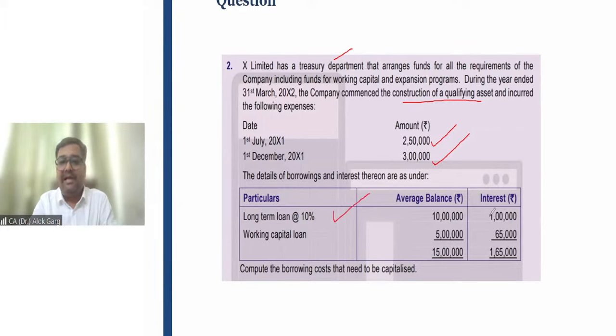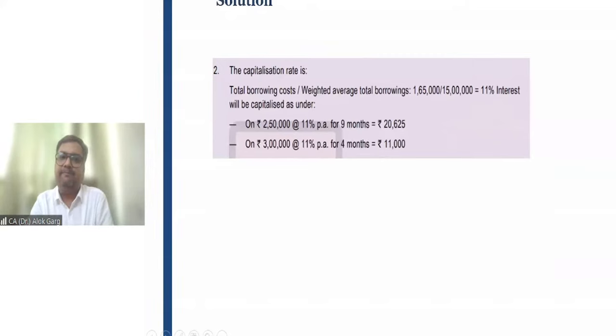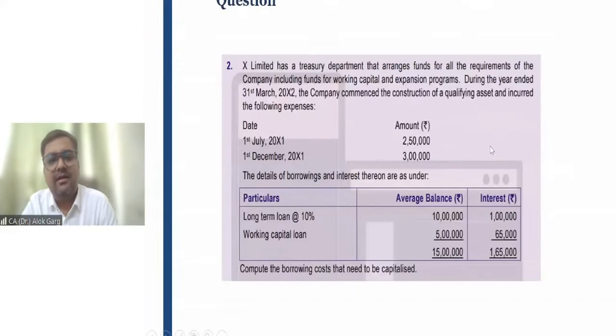Long-term loan at the rate of 10%, the average balance is 10 lakh rupees and the interest is 1 lakh rupees. The working capital loan is 5 lakh rupees and the interest is 65,000. The total loan is 15 lakh rupees and the interest is 1,65,000 rupees. Compute the borrowing cost which is going to be capitalized. Friends, is it a question of specific borrowing or a question of general pool? What does it mean? The company has taken two loans, long-term loan and working capital loan, right? The total interest is 1,65,000. The total pool of loan is 15 lakh.